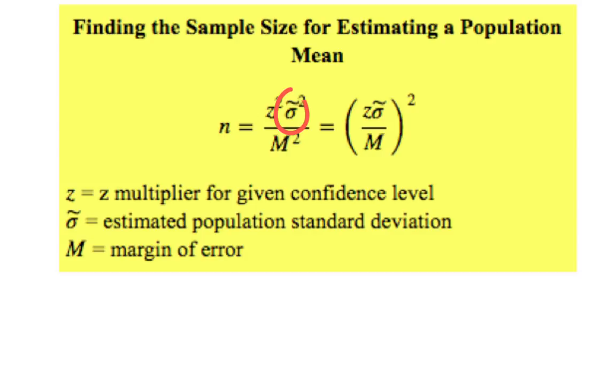Sigma with the tilde is the estimated population standard deviation. You need to have an estimate of the population standard deviation in order to estimate the necessary sample size. And M is the margin of error. Let's look at one example.